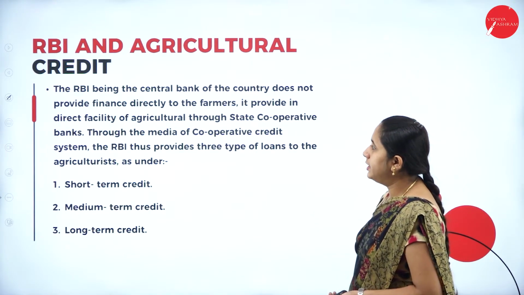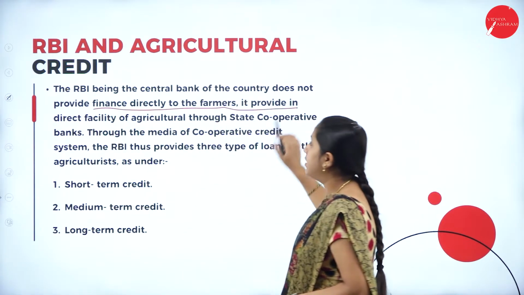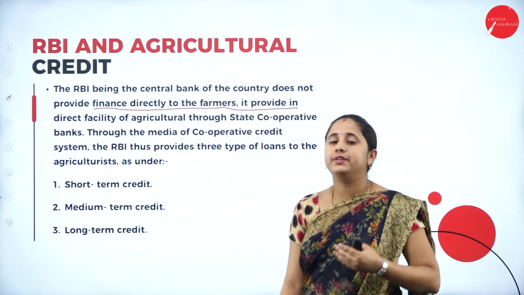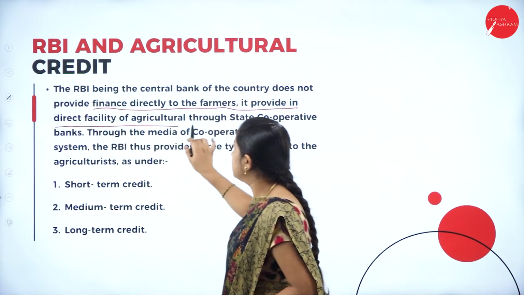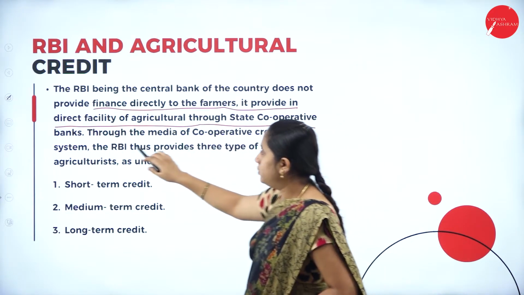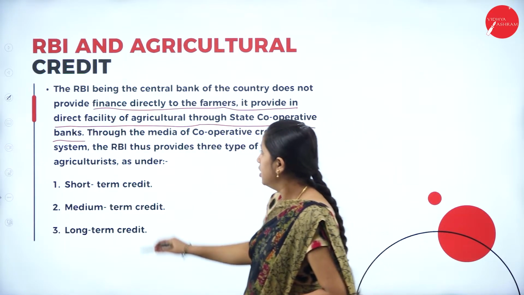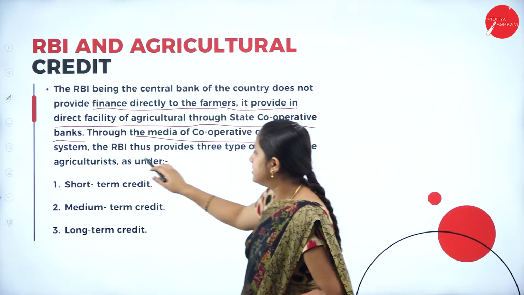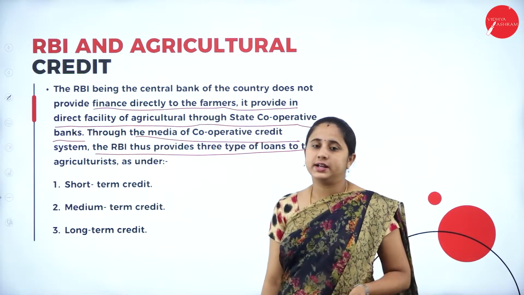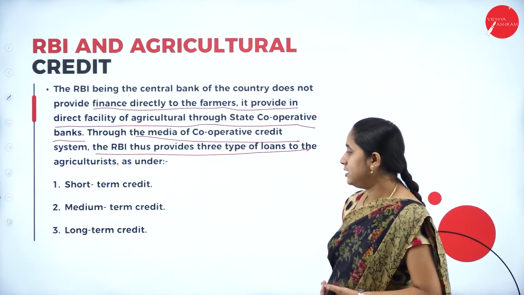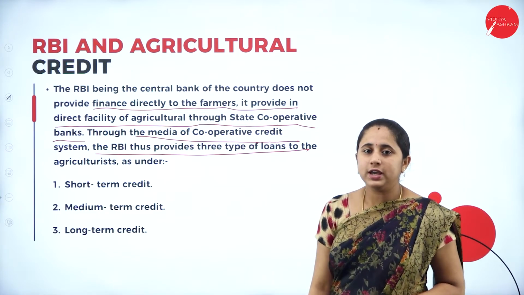Next, RBI, being the central bank of the country, does not provide finance directly to the farmers. It provides indirect facilities for agriculture through state cooperative banks. Through state cooperative banks, they provide loans or credit to the farmers. Through the medium of the cooperative credit system, the RBI thus provides three types of loan to the agricultural sector: short-term credit, medium-term credit and long-term credit.